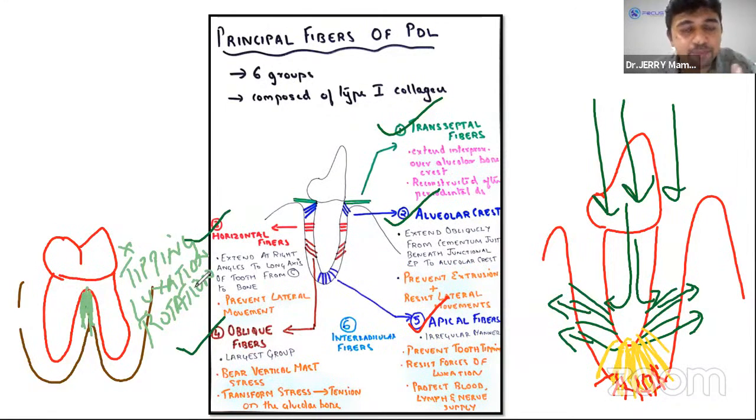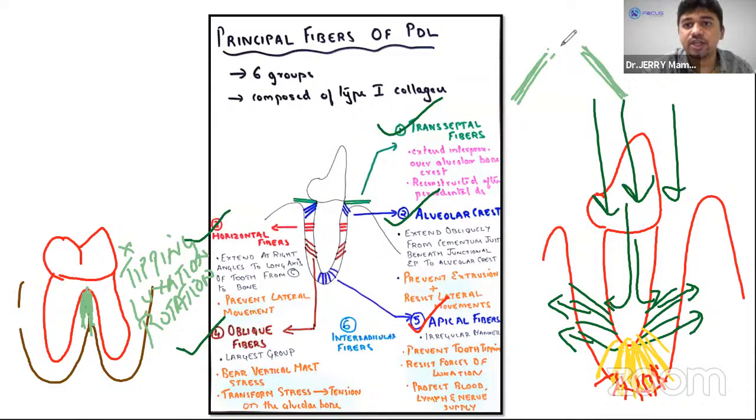What all do you need to know about them? You need to know their orientation, their important functions, and any specific features if they have. For example, in transeptal fibers, what is the feature? They are the first fibers to be destroyed and the first fibers to be reformed in periodontitis or in cases with severe bone loss. Okay, alveolar crest fibers. What is the feature? They are found obliquely just below the junctional epithelium. They start from the cementum and enter into the crest of the alveolar bone. They are arranged like this from both sides.